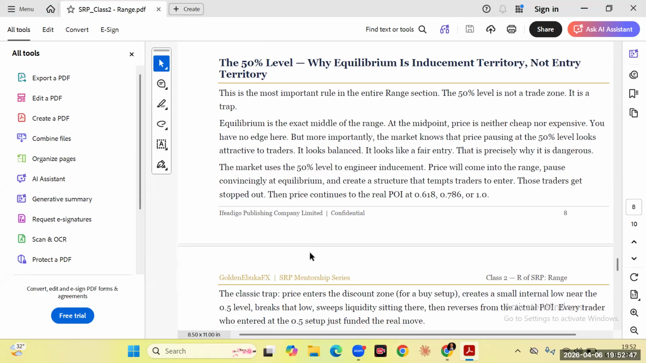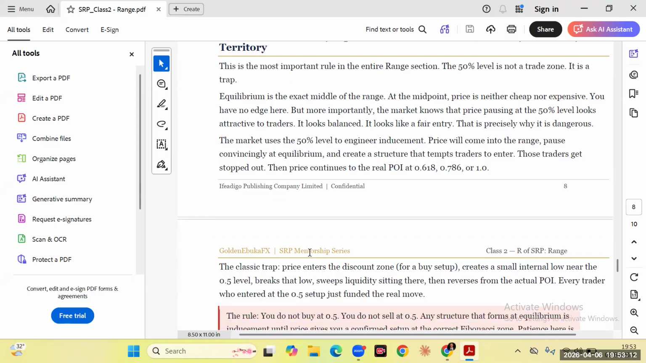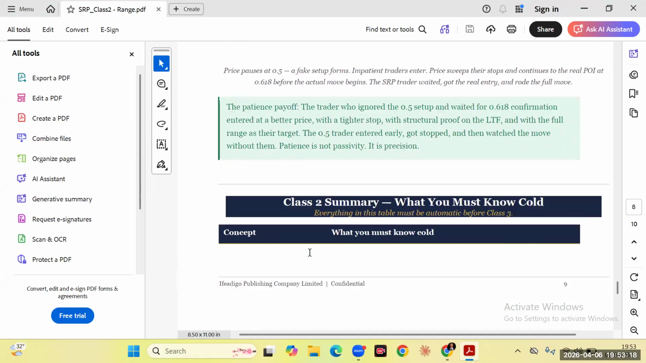That is precisely why it is dangerous. It looks balanced, it looks like a fair entry. The market uses 50% of the range to engineer liquidity, to engineer inducement. Price will come into the range, pause convincingly at the equilibrium, and create a structure that tempts traders to enter. Those traders get stopped out. Then price continues to deliver to the POI at 0.6, 0.7, or 1.0. So you don't enter there.